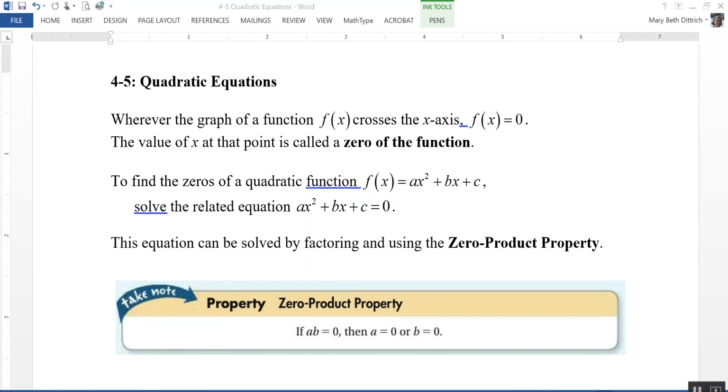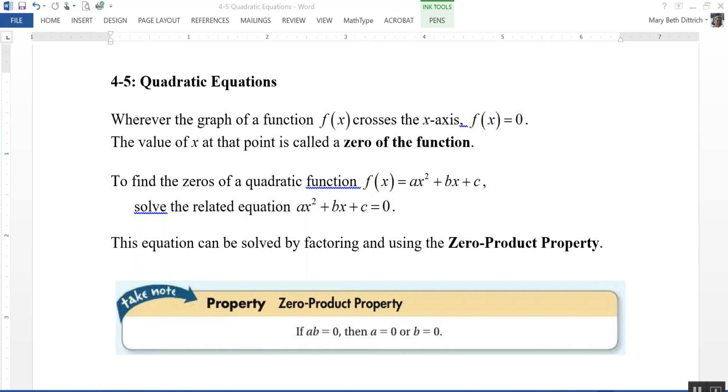Section 4.5 is on quadratic equations. Wherever the graph of a function f of x crosses the x-axis, f of x is equal to 0. So where the graph of any function crosses the x-axis, the y-coordinate at that point is going to be 0. The value of x at that point is called a zero of the function.